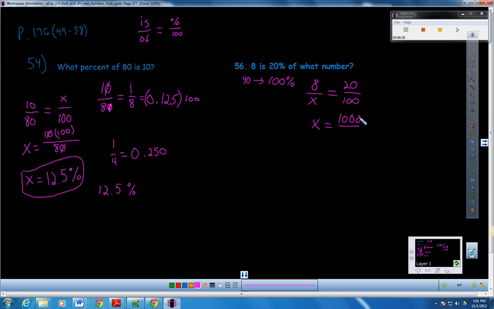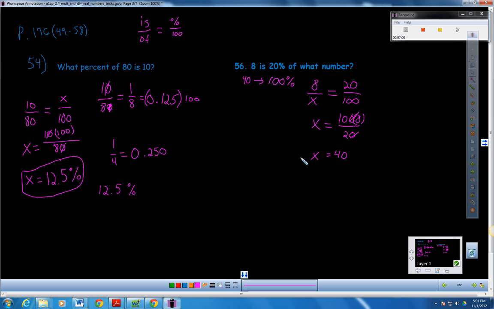It's 100 times 8, by the way. Getting sloppy here. 100 times 8 divided by 20. Well, I know since I'm multiplying, Mr. Claxon, I could say 10 times 8 divided by 2. I know 8 divided by 2 is 4, so that's the same as 10 times 4, or you could take 80 divided by 2. Either way, you're going to come down here. You know that 40 is the answer, 8 is 20% of 40.